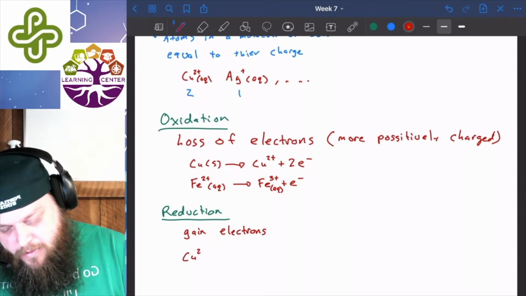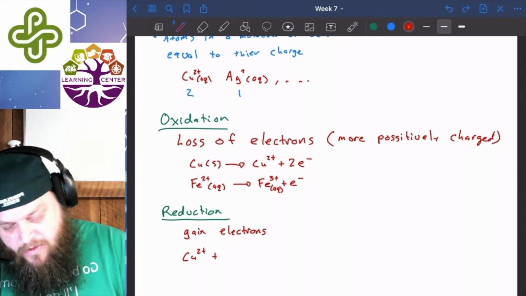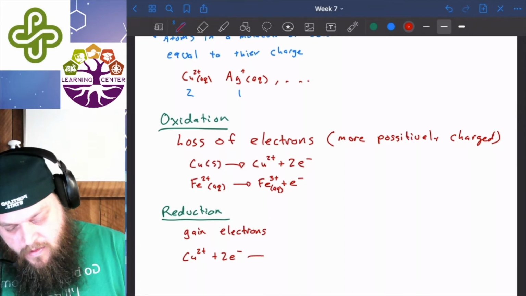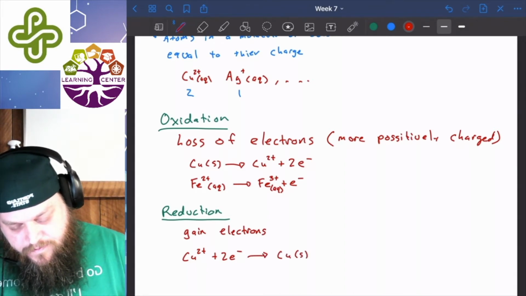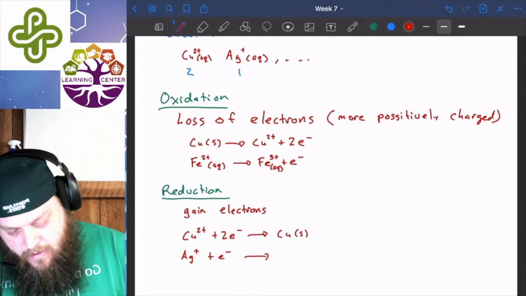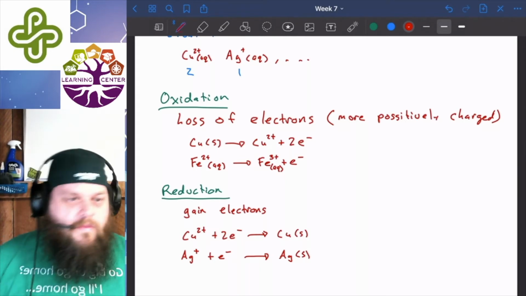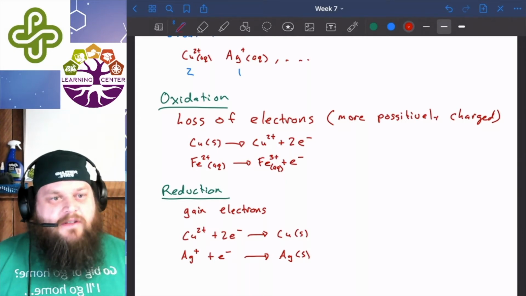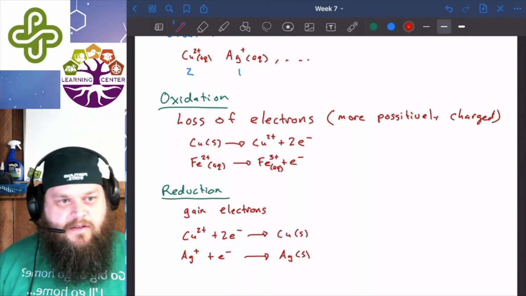If I had copper 2 plus, then I would have to add 2 electrons to it, and it would produce a copper solid. Or if I had silver plus, I could add 1 electron to that, and we would end up with a solid silver. Just some examples of reduction reactions. They're going from a positive charge to a neutral charge in these situations.